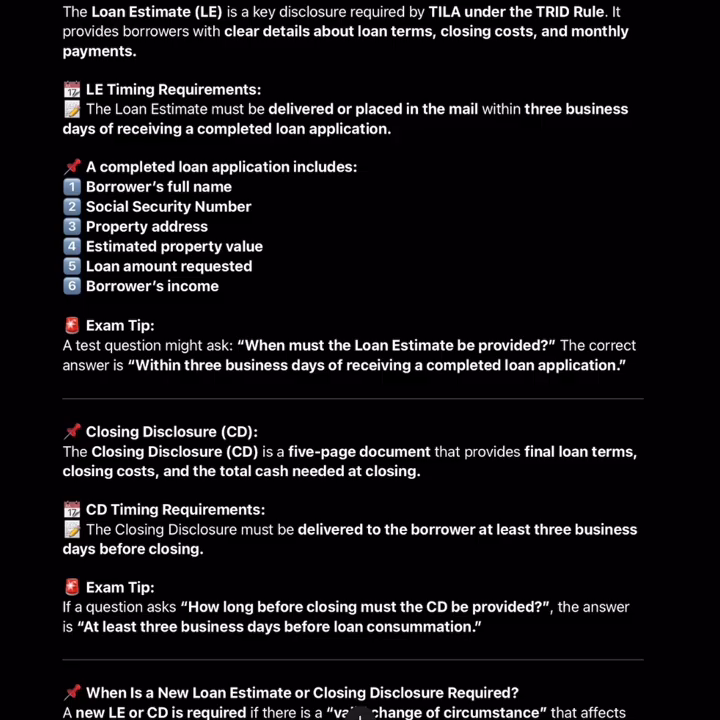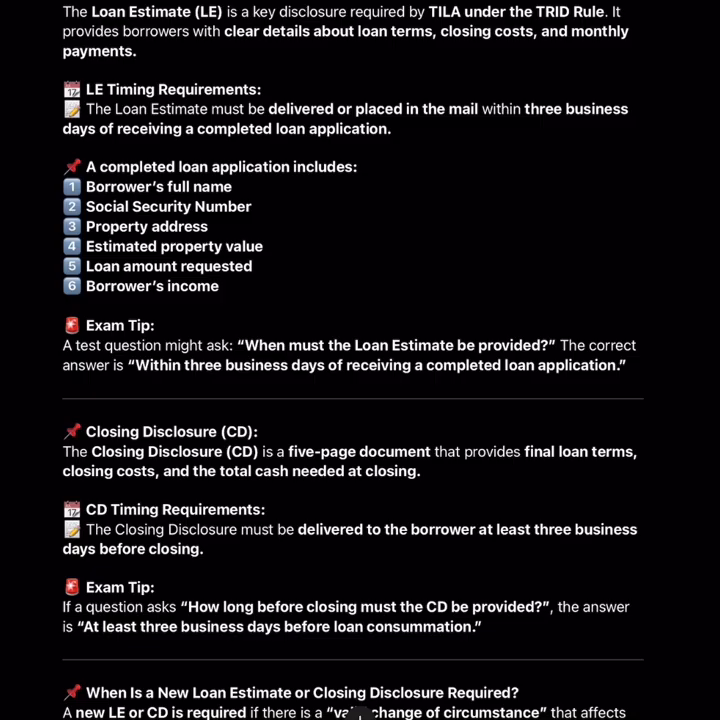a completed loan application. A completed loan application includes: 1. Borrower's full name. 2. Social Security number. 3. Property address. 4. Estimated property value. 5. Loan amount requested. 6. Borrower's income. Exam tip: a test question might ask, when must the Loan Estimate be provided? The correct answer is within 3 business days of receiving a completed loan application.